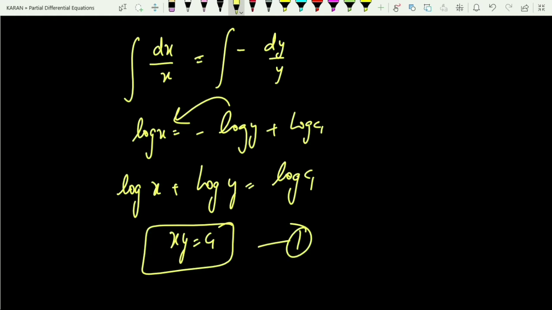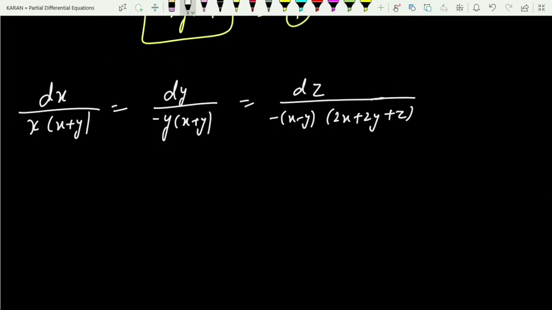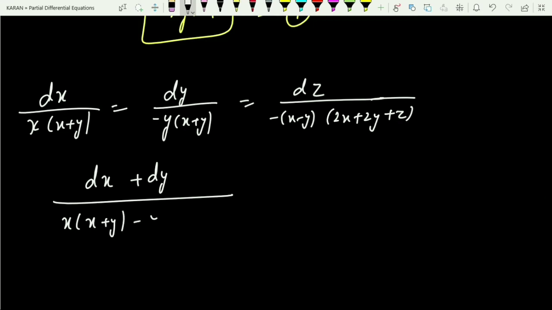And now we are going to work for the second solution. For that, let me rewrite this equation once again. So the corresponding Lagrange auxiliary equation was this. Now what I am doing is I'm just saying, do dx plus dy, right? If you just do dx plus dy, what do you get? This is x times x plus y minus y into x plus y.